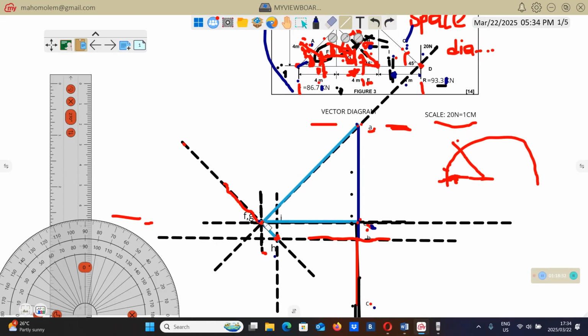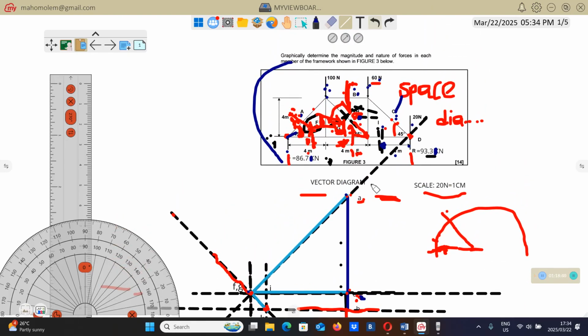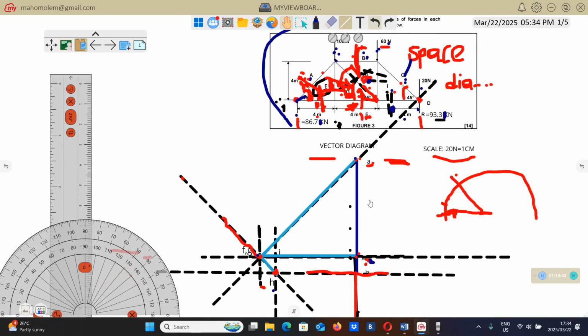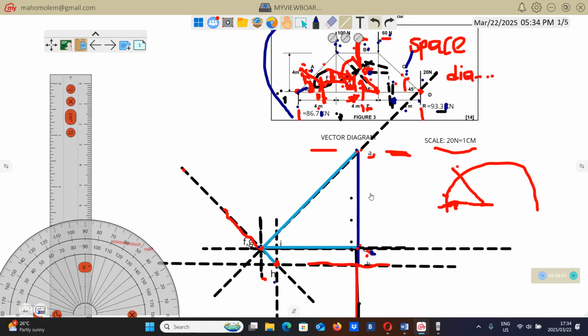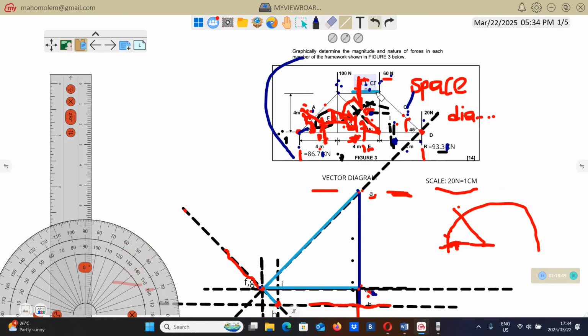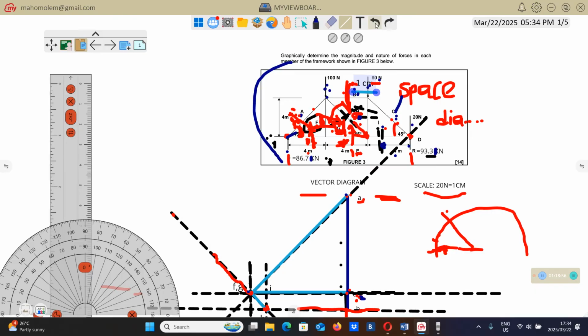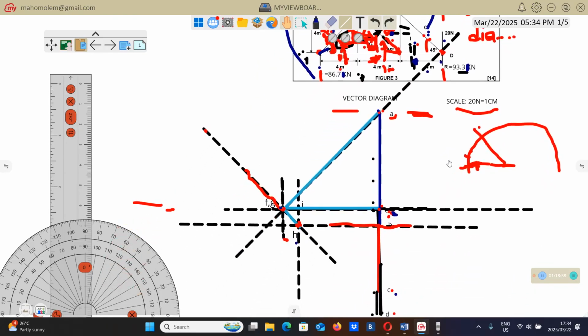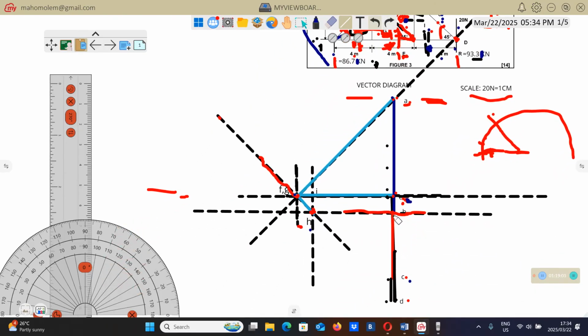It's already joined. Remember, this is G here. This is E here. Now let's go to GH. Is it joined? Yeah, GH is joined. Now let's come to this member here, which is between B and H. So I'm going to draw, join point B and H. So this is B, this is H.